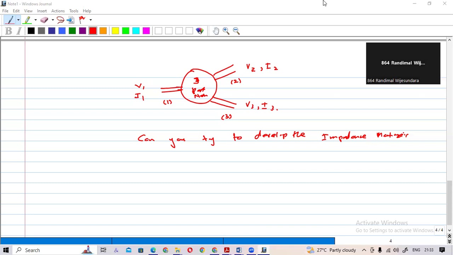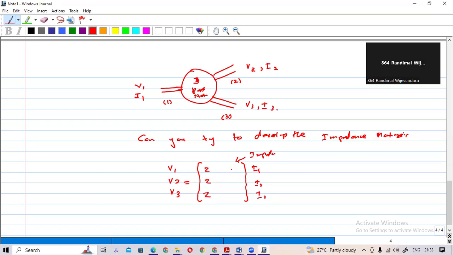Okay. So we will try, okay? So you can see that there are three voltages, V1, V2, V3, three voltages, and three currents, I1, I2, I3, okay? And this will be our impedance matrix. So there are three rows now, okay? So there should be three rows, definitely.